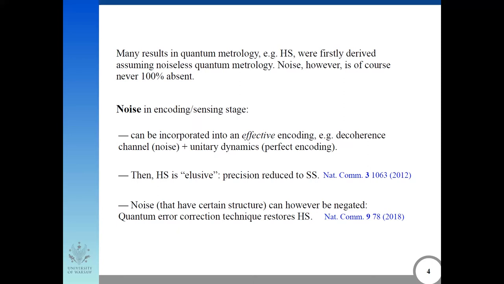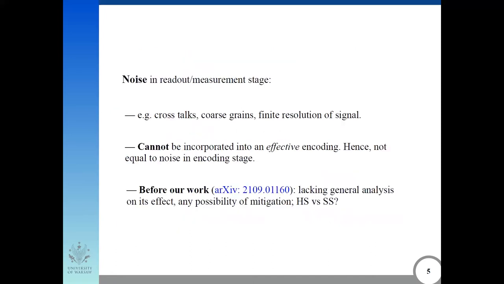On the other hand, there's also the second stage, which is the readout stage. Unfortunately, not much has been done there. In particular, this readout noise is also very important because it is quite common. For example, in your detectors, you have crosstalks, or you have coarse grains or finite resolutions of your measurements. So these noises are there in any realistic measurement device. The important thing is that we find that this noise cannot be effectively translated into an equivalent version of the effective encoding. In other words, we cannot just commute the noise into a decoherent noise during the encoding stage. So it has to be dealt with differently.